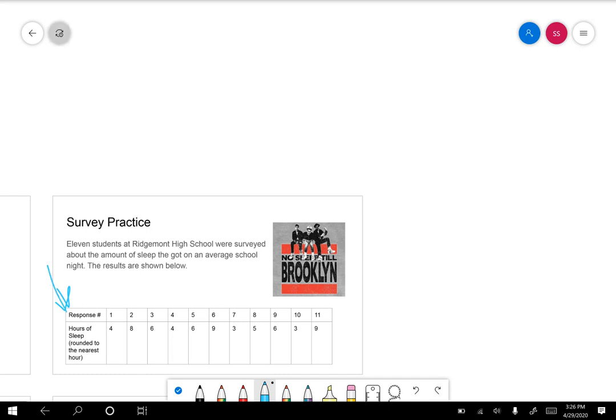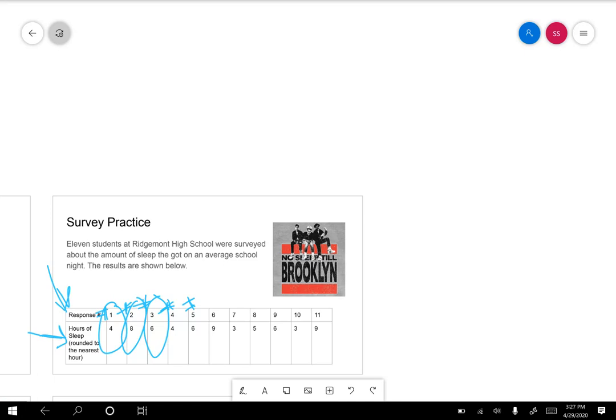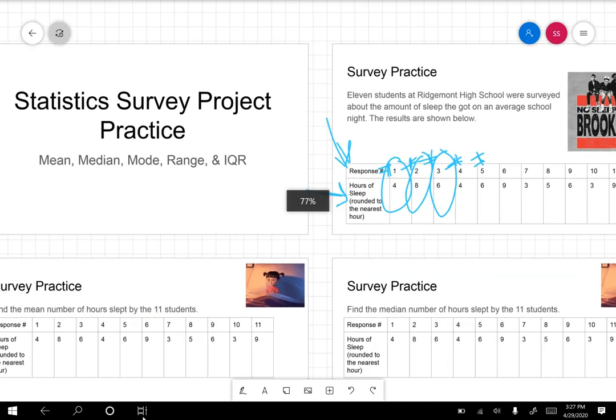So we have our response number, meaning these are the different students. So this is student number 1, student number 2. We're not using names because we want to keep the data confidential, right? So these are all students, and their responses are in this row. Student number 1 got 4 hours of sleep on average. Student number 2 gets about 8 hours of sleep, lucky one. Student number 3 gets 6, and so on. That's what the data is telling us in the table.